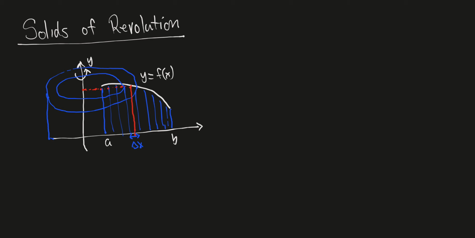In fact, let me use a different color. This distance right here, from the x value that I've chosen to the middle, which is the axis of revolution, will be the radius. So let me write everything on here. The green distance there is the radius. Well, what is that distance?